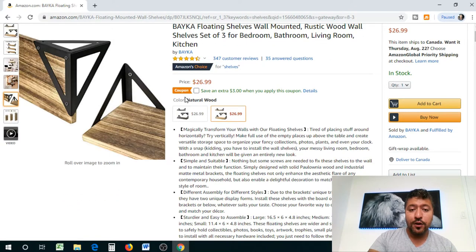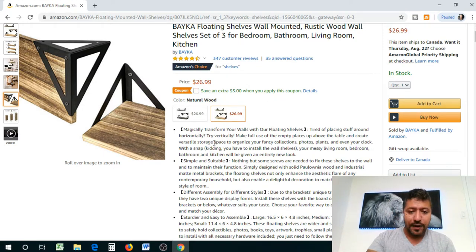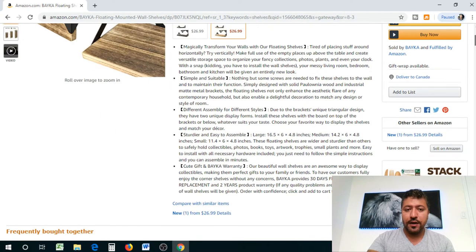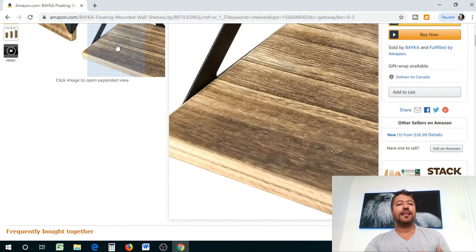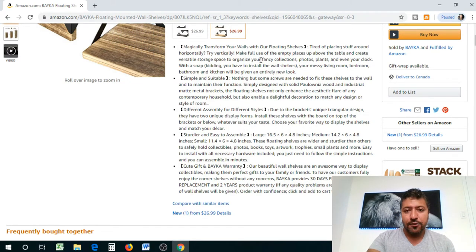So they have a coupon. You can take an extra $3 off when you apply this coupon. So that actually brings the price down to $23.99. Perfect. And look at this, guys. Some of the wording here is very nice and marketable. Magically transform your walls with our floating shelves. Things that really appeal to the buyer. They know that aesthetics is key to this product, right? So that's why, read some of this stuff, guys.